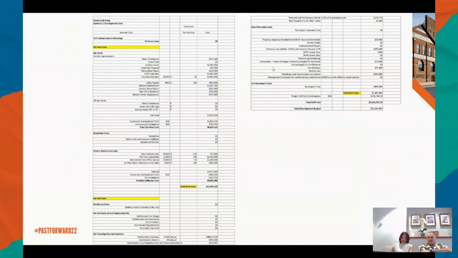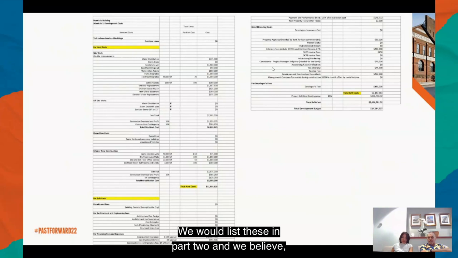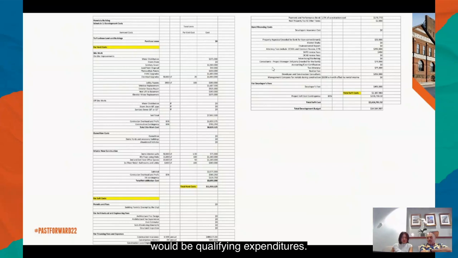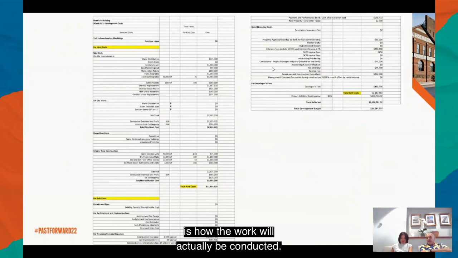Now, we would list these in part two, and we believe, I guess it still has to be checked, but I would say all of these costs would be qualifying expenditures. Would you agree with that? I think almost all of them certainly would be. Obviously part of that determination is how the work will actually be conducted. But I think certainly all of those costs sound like it.